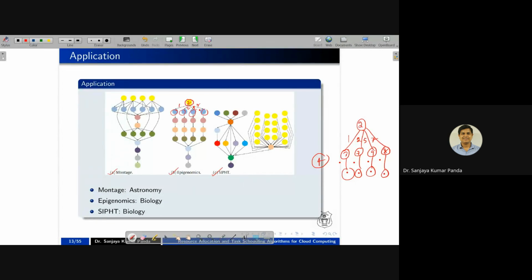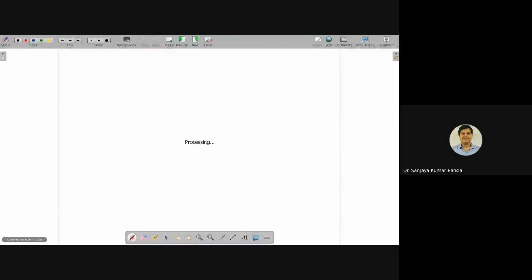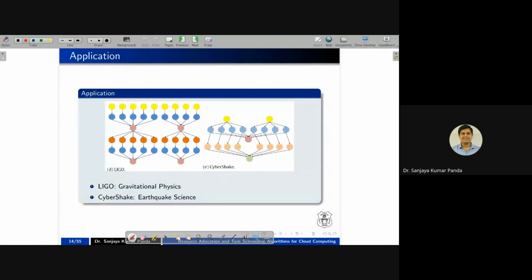Similarly, there is another application which is also used in the biology domain, that is called as SIPHT, which is a little bit more complex in comparison to Montage and epigenomics. Now, see another 2 applications. One application is called as LIGO, which is used in the gravitational physics field. Another application is called as CyberShake. So these are the real life applications.